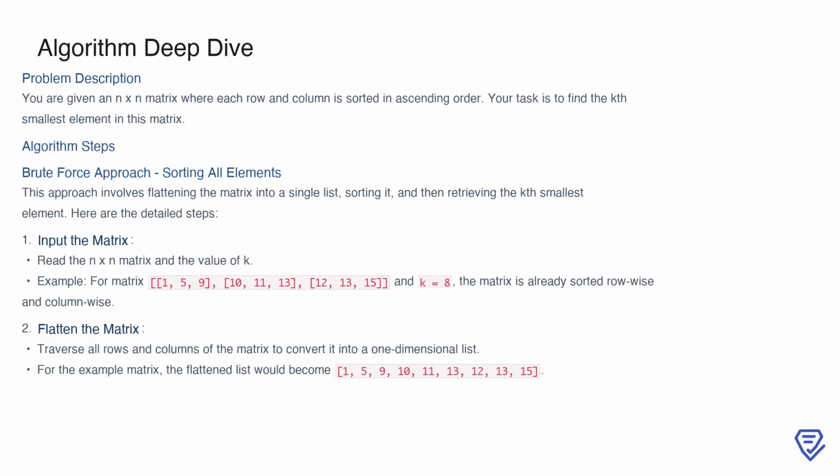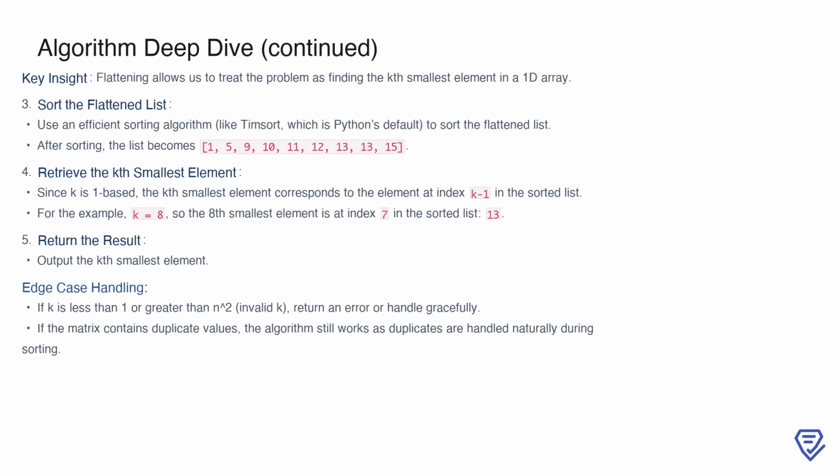This transformation sets the stage for treating the problem as finding the kth smallest element in a straightforward array. Flattening the matrix allows us to focus on a simpler task, finding the kth smallest element in a one-dimensional array. The next step is to sort this flattened list using an efficient sorting algorithm. Python's default sorting algorithm, timsort, is both stable and efficient, making it well suited for this task.